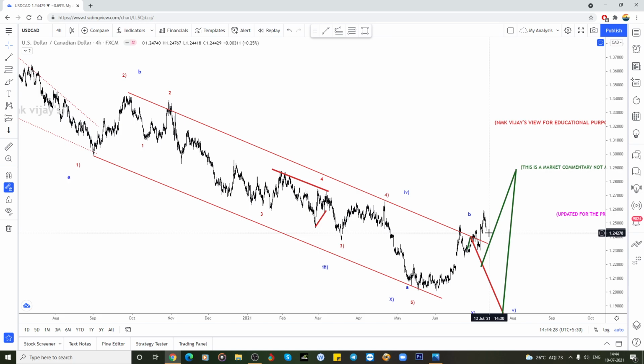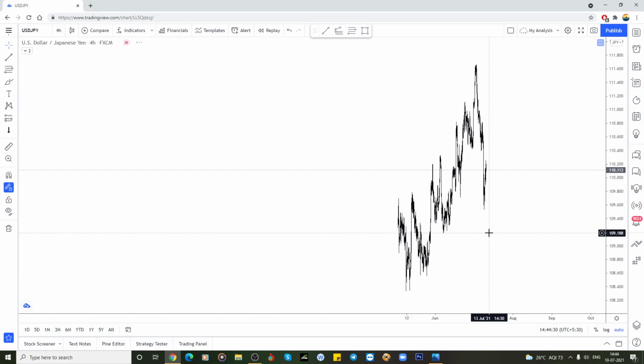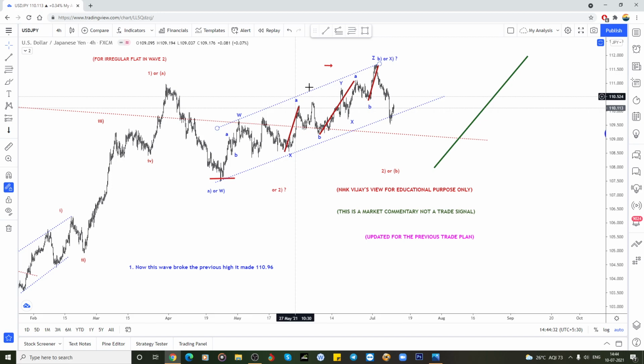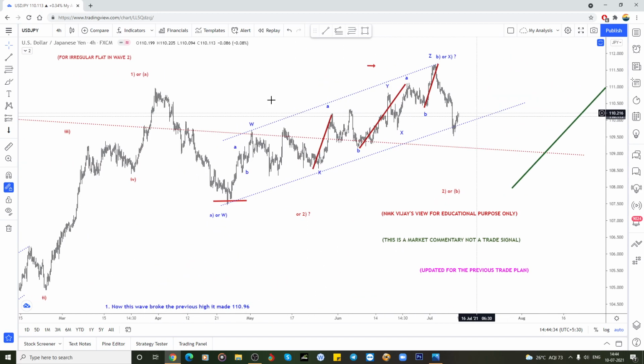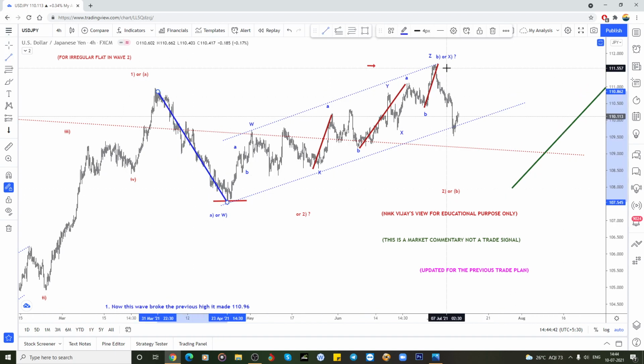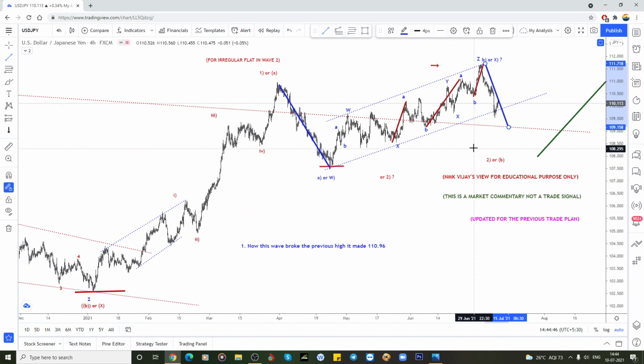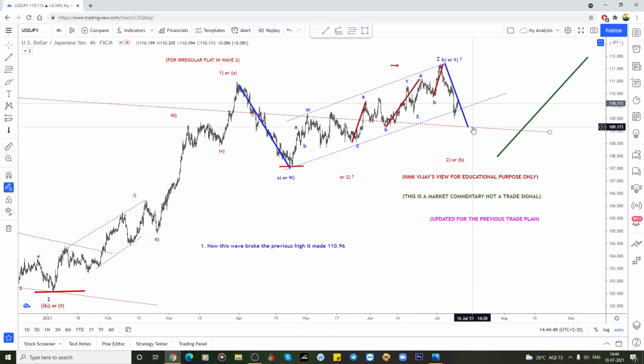So next is USDJPY. USDJPY is perfectly what I said. From here I'm expecting, because it has already broken the high, but anytime I'm looking for this kind of wave structure, where it gets rejected. So now I'm looking for 109.8 to 109.